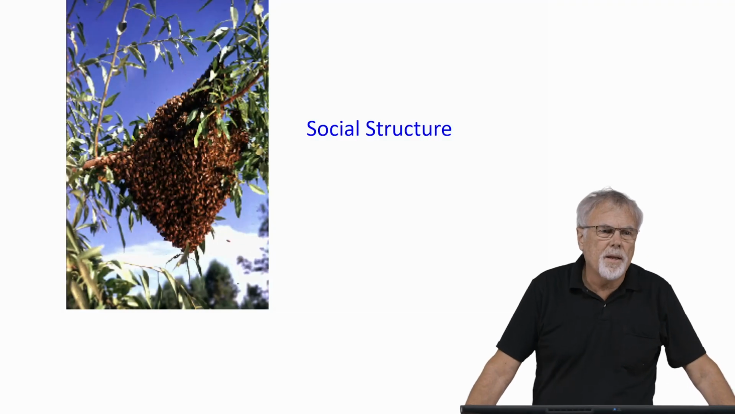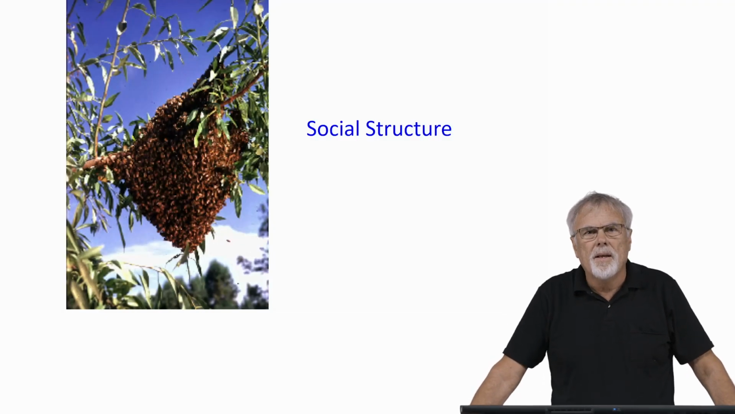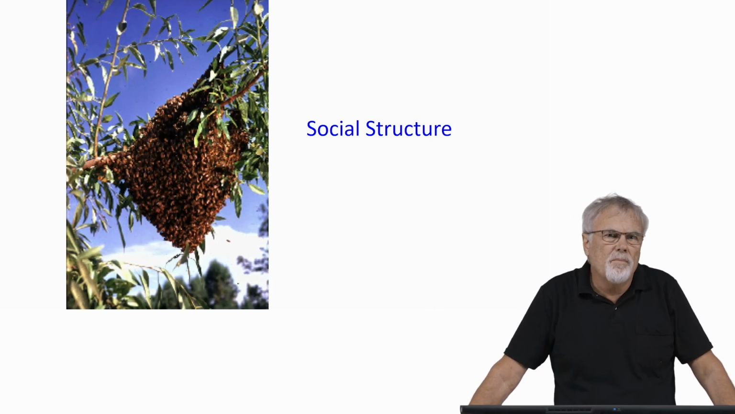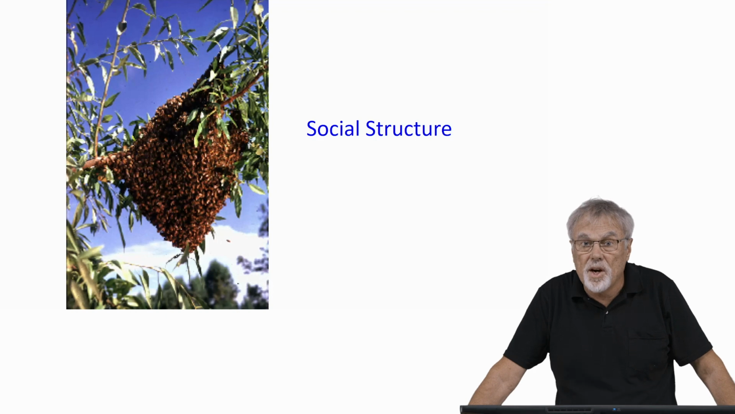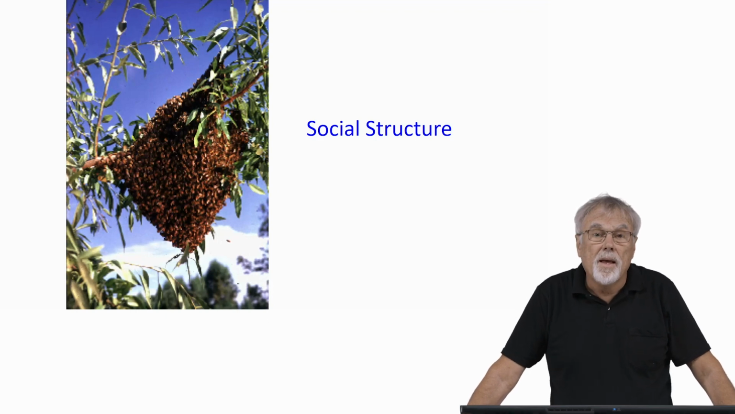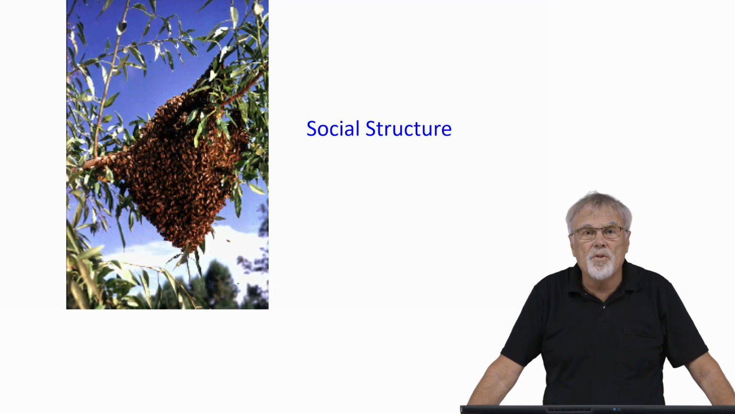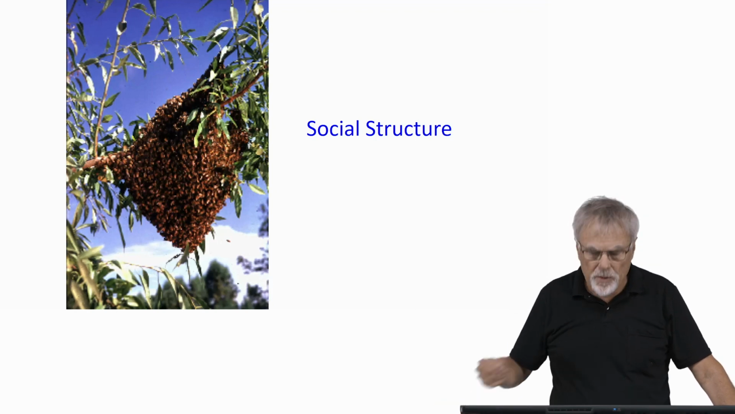A honeybee colony is composed of a single queen who's the mother of all other individuals in the colony, anywhere from roughly 20 to 40,000 worker honeybees. Those are facultatively sterile individuals, they're females, and anywhere from 0 to a few hundred males or drones, depending on the time of year.